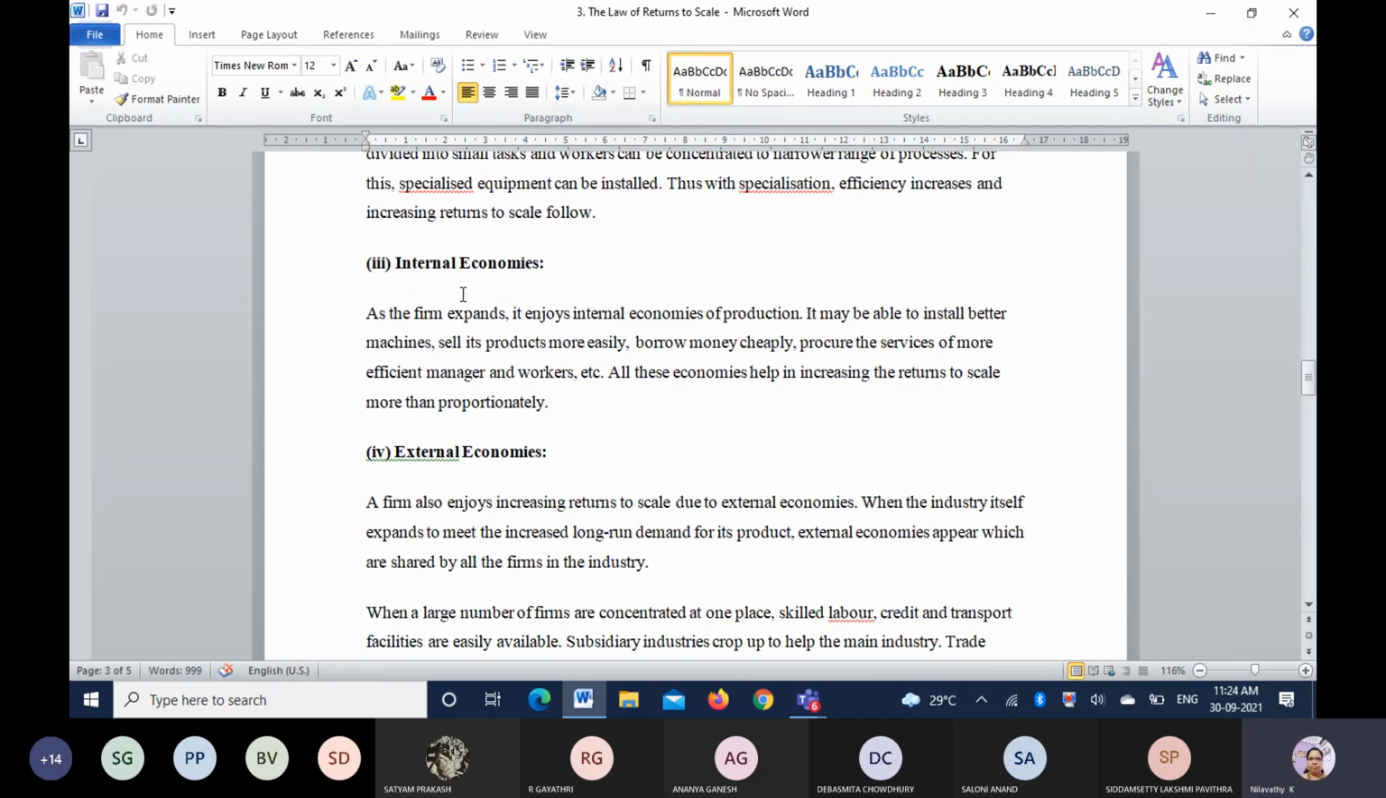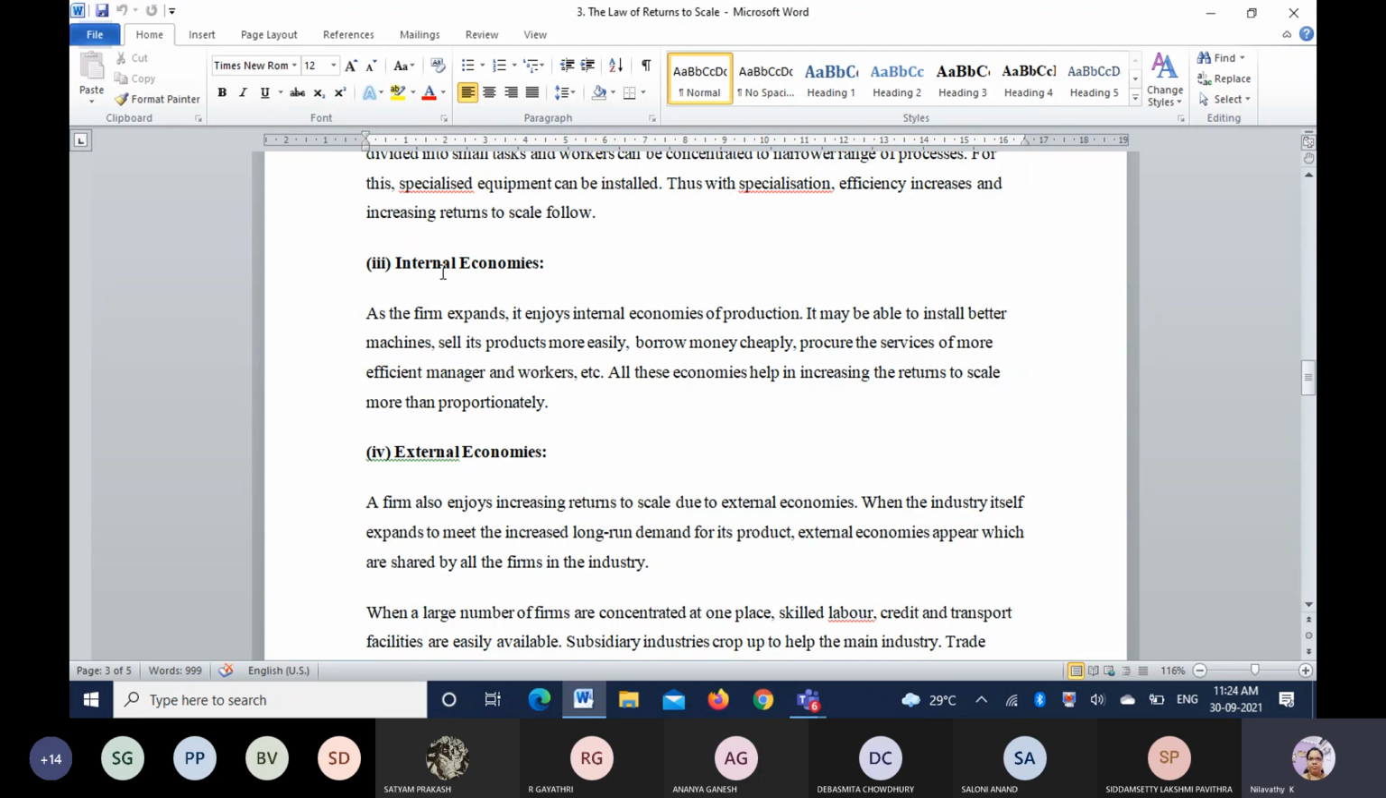Then comes internal economies and external economies. This is the reason for all three stages. When something is advantageous to us, it will contribute more towards production. If the same thing becomes a disadvantage, then it will not contribute towards production. So that is the concept.